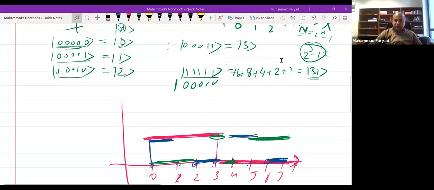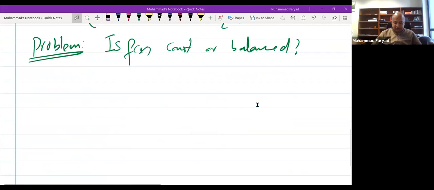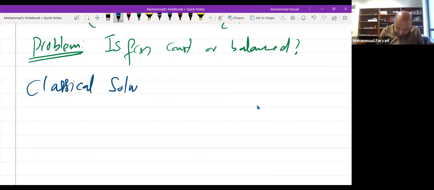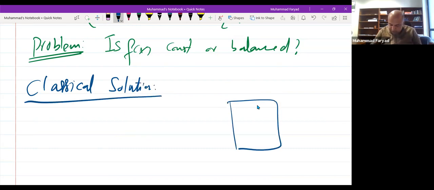Let's see what the classical solution is. Let me first talk about the classical solution, and then I will talk about the quantum mechanical solution. So classically, what you can do is give this black box different inputs.